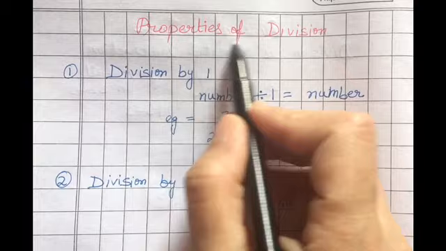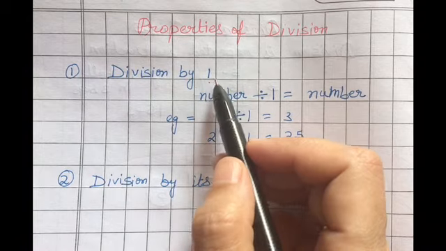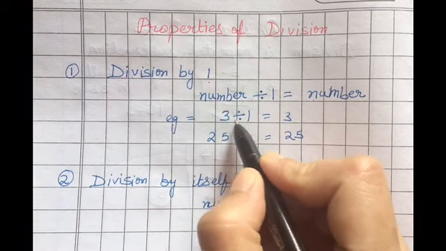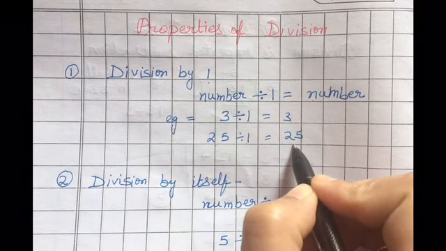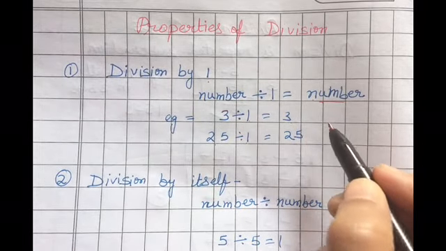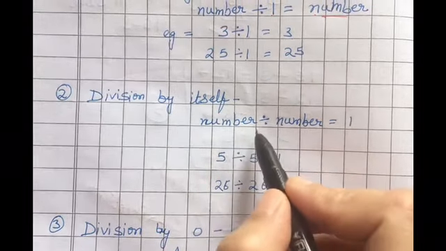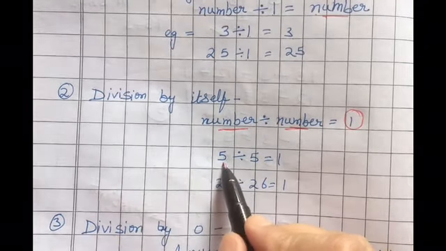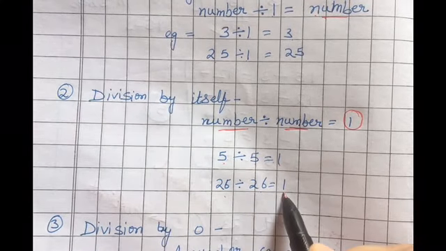Now let's discuss the properties of division one by one. Division by 1. If you divide any number by 1, you will get the number itself. For example, if you divide 3 by 1, you will get 3. 25 divided by 1, the answer will be 25. So any number divided by 1 will be the same. It will not change. Now another property, division by itself. If you divide a number by the same number, you will get 1. For example, 5 divided by 5 is equal to 1. 26 divided by 26 is equal to 1.